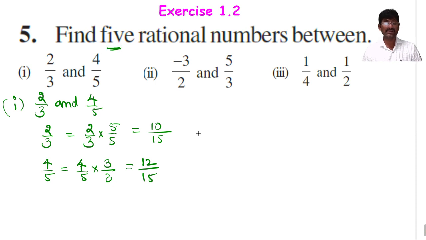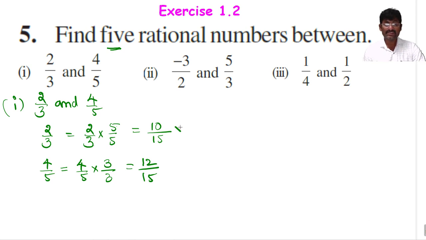5 rational numbers. So for that reason what we do is multiply both numerator and denominator by 2 or by 3, by 4. You can multiply with any number, no problem. So suppose if I do like 2 here and 2 here, 12 times 2 is 24, 10 times 2 is 20. Between 20 and 24 we have only 3 numbers. Okay, so for that reason let us not multiply with the 2.